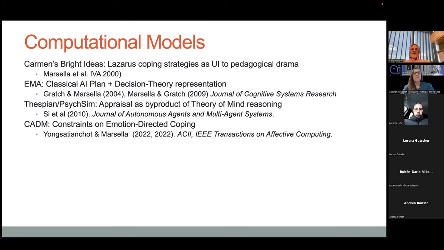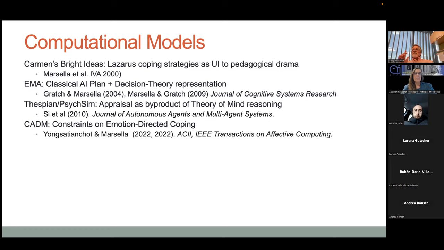So over the years, there have been numerous computational models of this that come out of my group. One is Carmen's Bright Ideas, which was essentially looking at coping strategy as a user interface. There's EMA that John Gratch and I created, which is really classical AI planning connected to decision theory representations. So decision theoretical reasoning within a classical AI planning architecture. Thespian, which was really looking at appraisal as a byproduct of theory of mind reasoning. And then there's the most recent work, CADM, which is basically a system that looks at this whole question of how do we model constraints on coping strategies? How do we model constraints that people can't arbitrarily change beliefs or goals? There's some stickiness here.